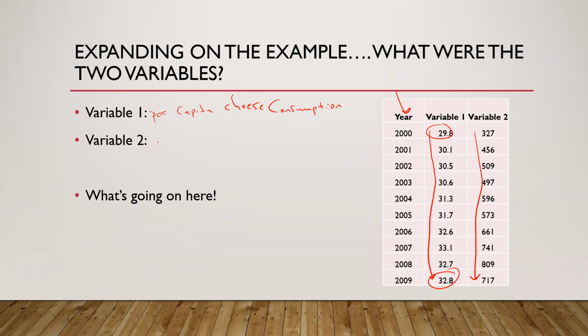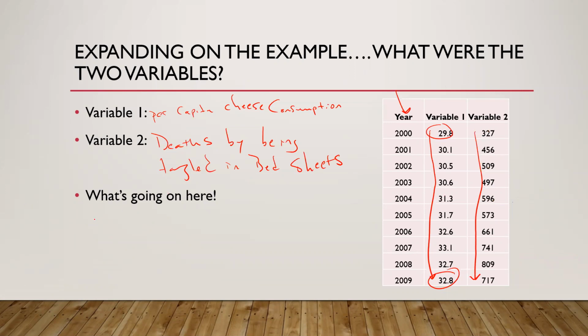Variable number 2 is the number of deaths by being tangled in bed sheets. Okay, usually I get a chuckle or two out of this, but it's actually a pretty sad thing. It's usually like infants who get tangled in bed sheets, so it's very sad. But so for whatever reason, the number of deaths by bed sheets has gone up.